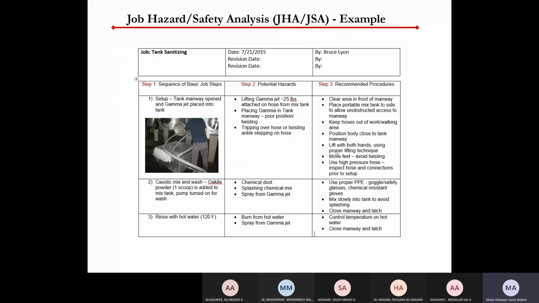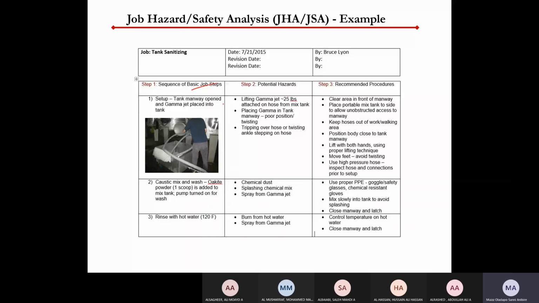So this is another example of a job hazard analysis here. You can see the first step is to determine the tasks that will be carried out, the sequence of basic job steps. For example, tank manway opened and gamma jet placed into the tank, that is here. Next, thick mix and wash. Okay, next is mixing. The next step is rinse with hot water.